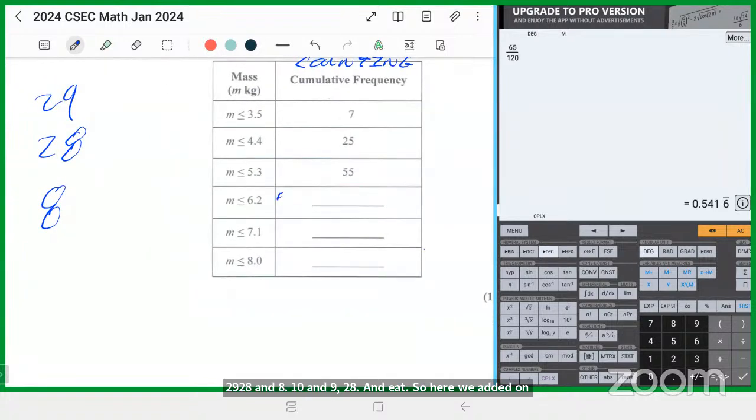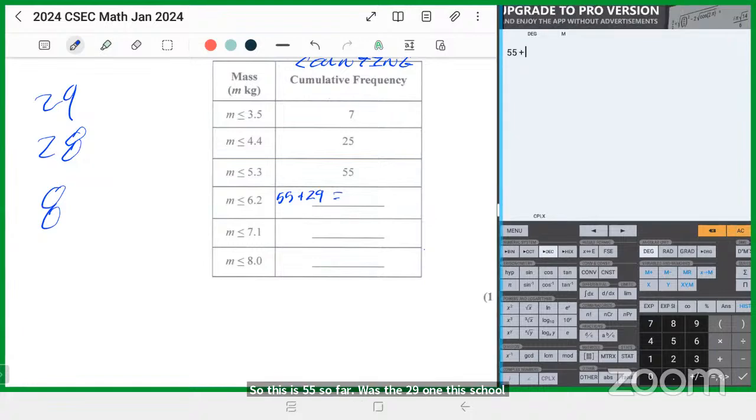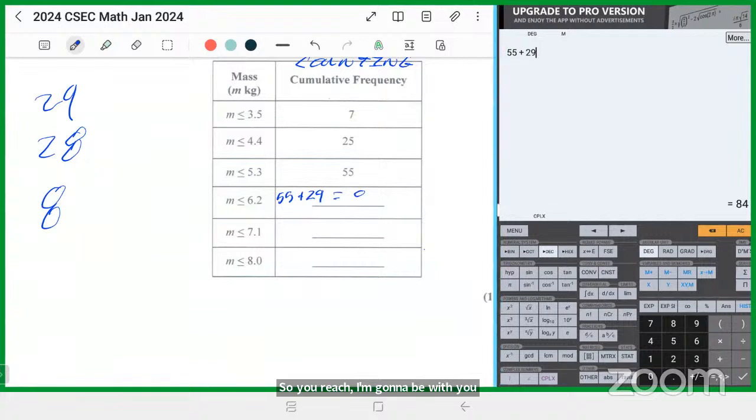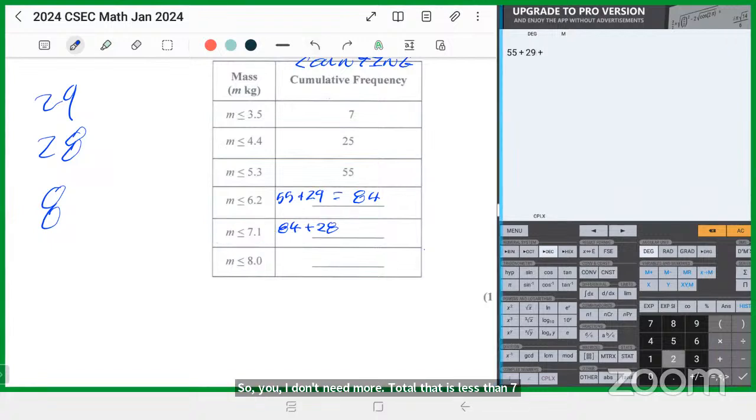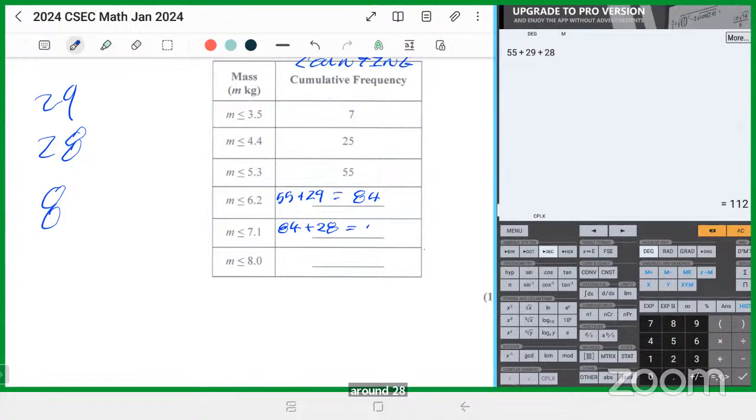So this is 55 so far, plus the 29 more in this group. So you reach 55 plus 29, which is 84 babies, newborns. Then you add on the number in this group, 28 more, to get a total that is less than 7.1, which is 112. And you add on the 8 and we get a total of 120 newborns.